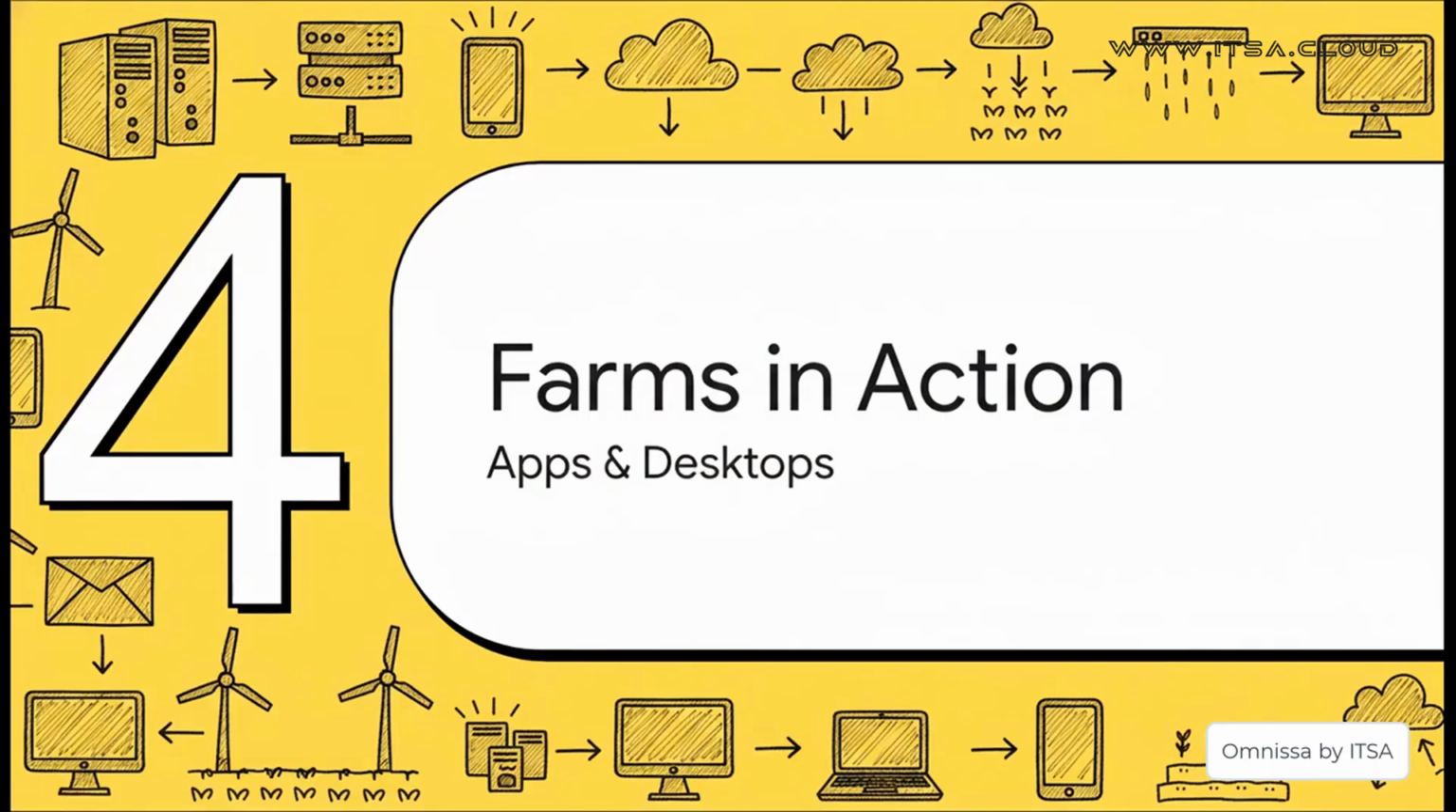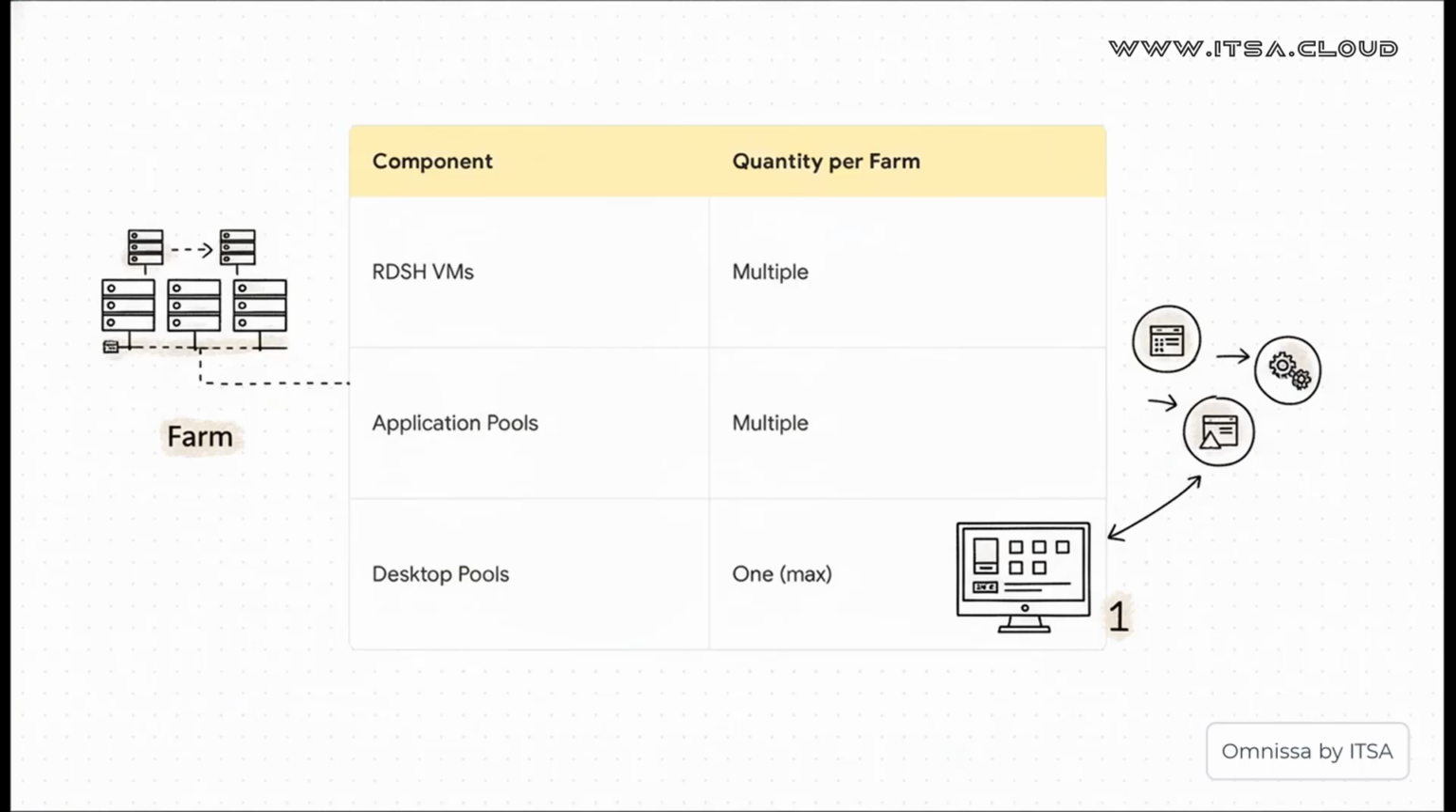So that's how a farm works. Now let's take a look at how you'd actually use it to deliver applications and desktops out to your users. The structure itself is pretty straightforward. The farm is made up of your RDSH virtual machines. Those are the servers doing the work. Now, from that one farm, you can create multiple application pools. So you could have, say, different sets of apps for your different departments, all running from the very same group of servers. And you can also serve up one desktop pool, which gives users that full, familiar desktop experience.